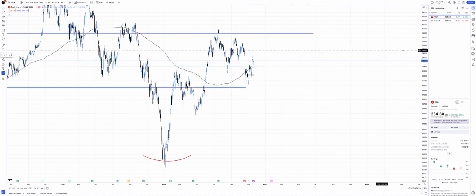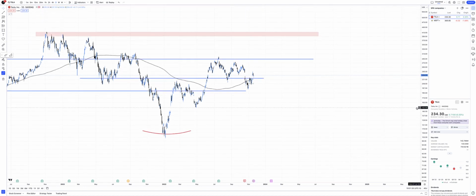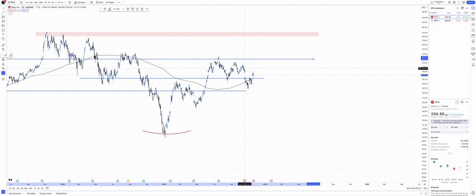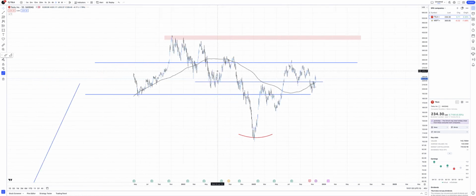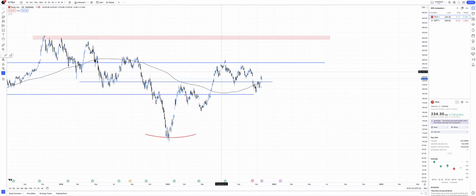So Tesla, until we break this area here, I'm still considering that we may still be in a downtrend, but the S&P is moving up and Tesla is a big part of the S&P. So let's see what happens there.